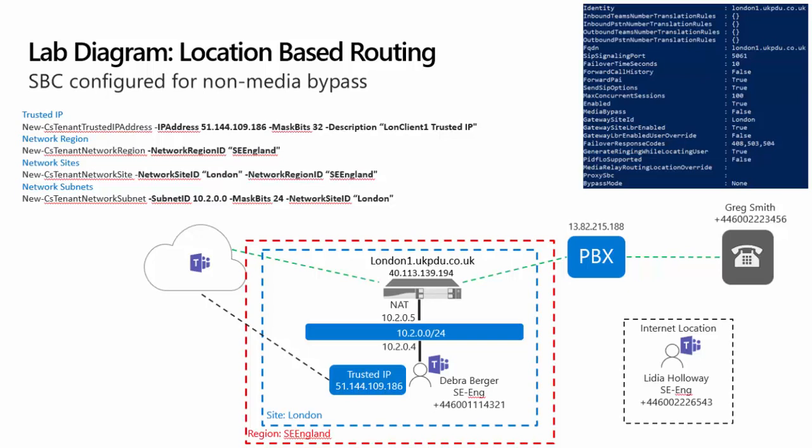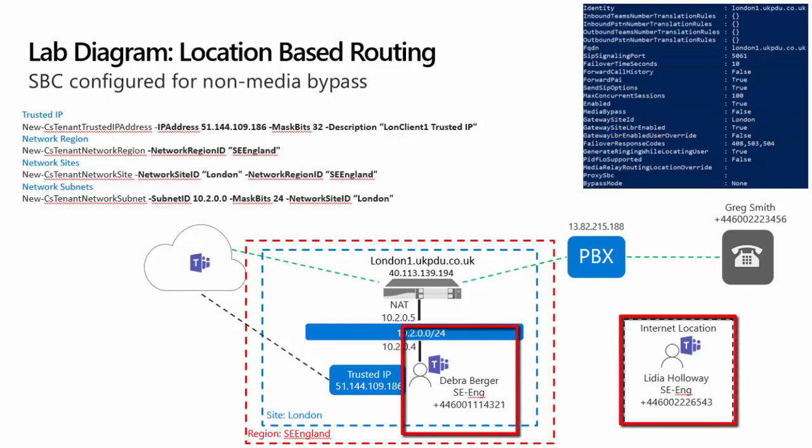In my lab, I have an SBC called London 1 configured for locations-based routing and non-media bypass. Note that I could also have configured my SBC for media bypass, which is actually mandated for some countries. Apart from switching on the LBR setting on the Microsoft SBC config, no other specific locations-based routing parameters need to be enabled on the SBC component of the system.